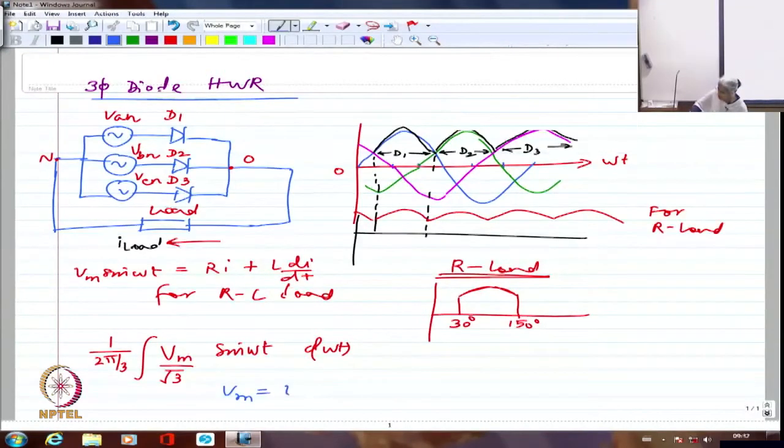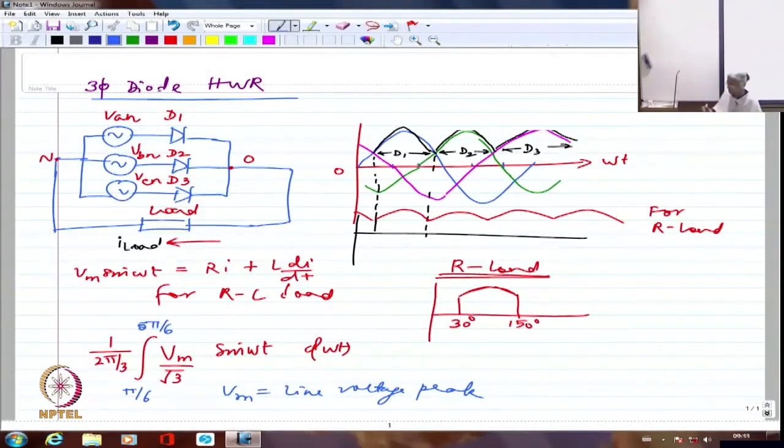Whereas Van will be Vm by root 3 sine omega t, and I have to integrate between 30 degrees and 150 degrees, which will be pi by 6 to 5 pi by 6. That will be the limit. So that will actually give me whatever is the value of voltage that I will get for this. I think it happens to be 3 Vm by 2 pi. I think something like this you should be getting.